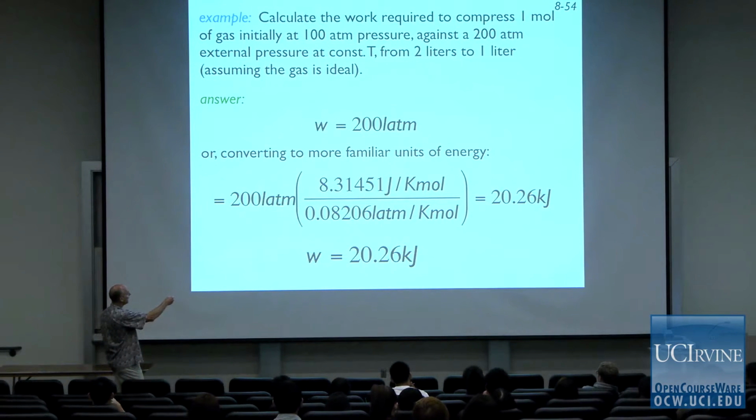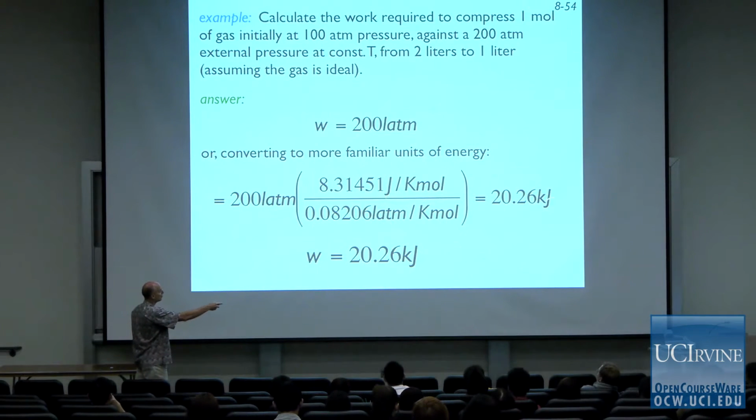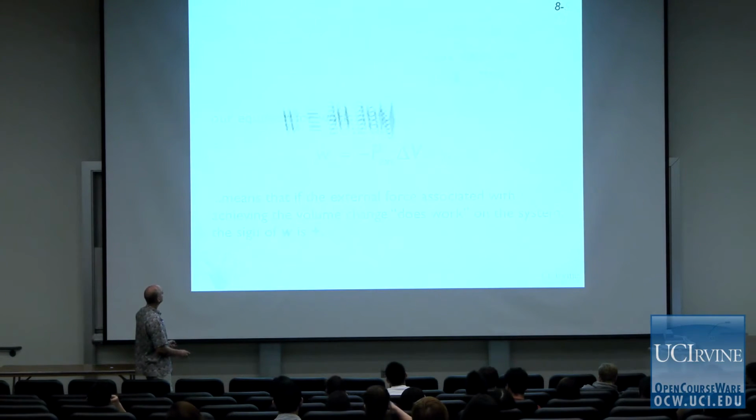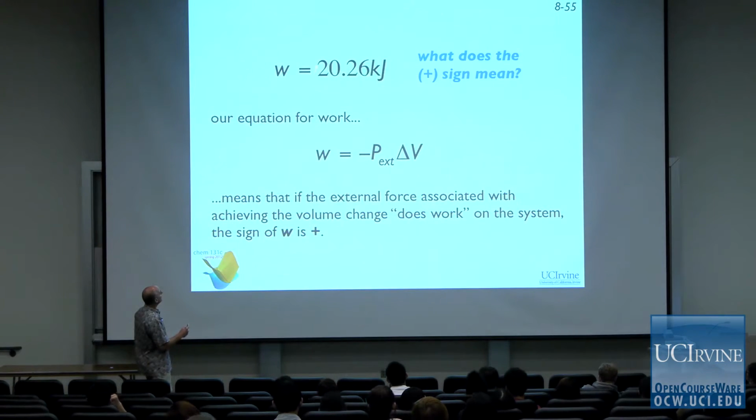So if I multiply liter atmospheres by this R over this R, I convert to joules. I get 20.26 kilojoules. Everyone see how I did that? So that's the work, 20.26 kilojoules. We're done. It's plus. Does that make sense? What does the plus mean?